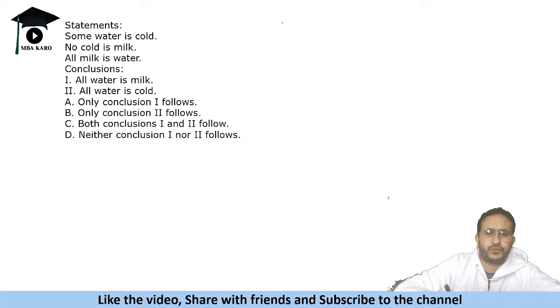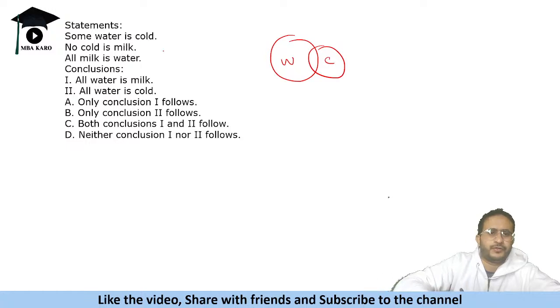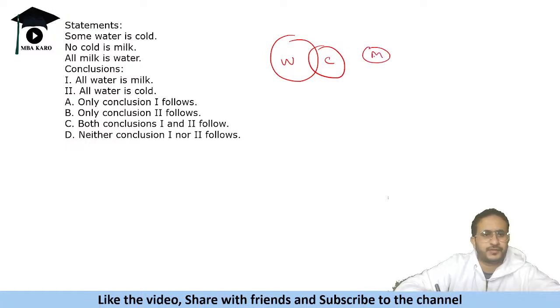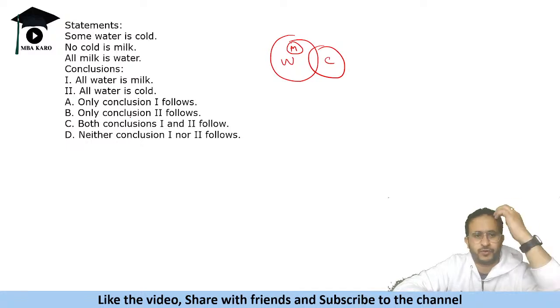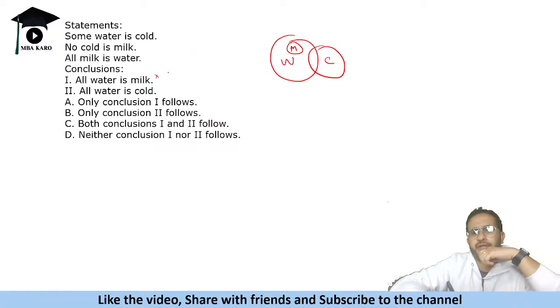Some water is cold, no cold is milk, all milk is water. Okay, so milk is part of water. So the first says all water is milk. All water is milk, not necessary. The second is all water cannot be milk also.